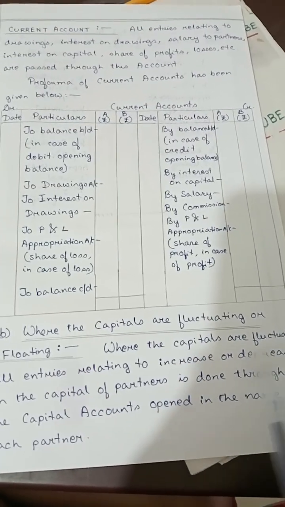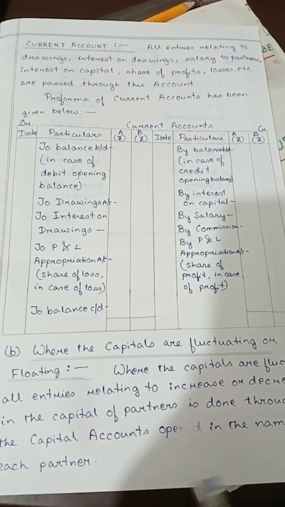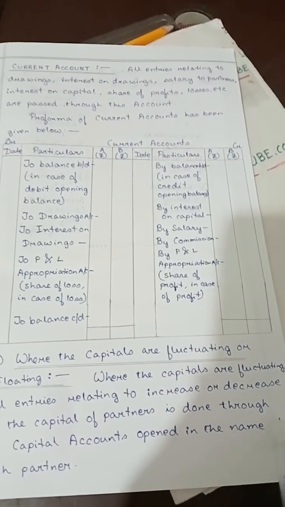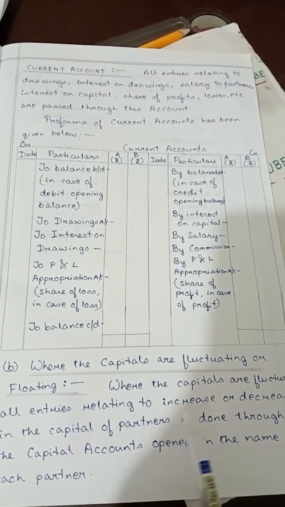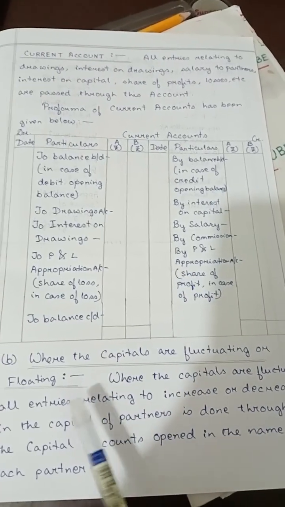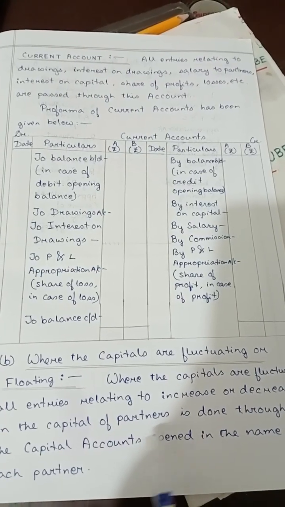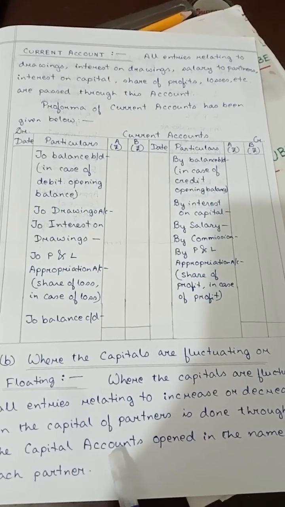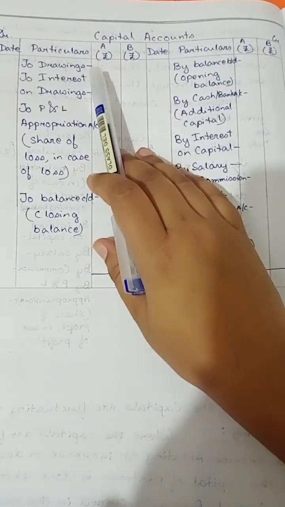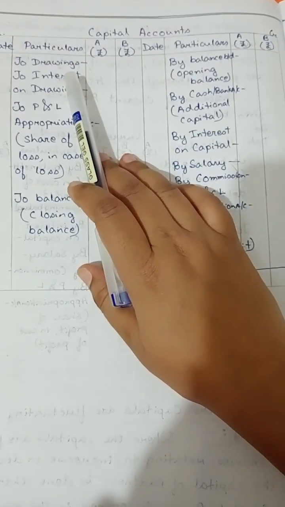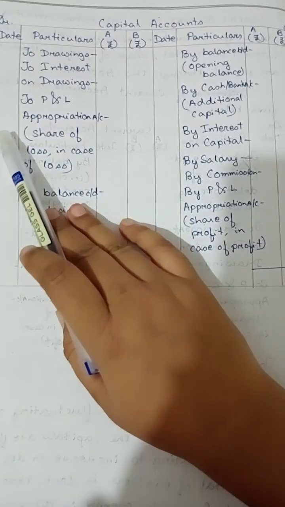Now you see where the capitals are fluctuating or floating. Where the capitals are fluctuating, all entries relating to increase or decrease in the capital of partners are done through the capital account opened in the name of each partner. So only one account is prepared in the name of each partner, one capital account. You just see here, this is the capital account. Same, so drawings, interest on drawings, share of loss is debited.